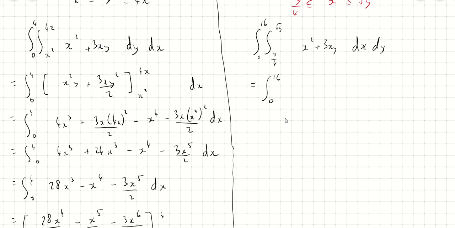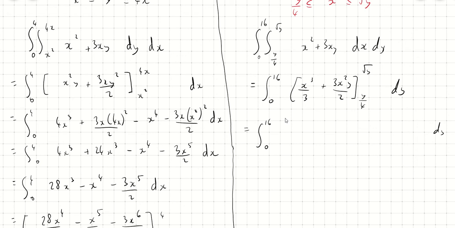So x squared integrates to x cubed over 3, and 3xy integrates to 3x squared y over 2, because we're treating y as a constant. And then our limits are root y and y over 4, and we haven't filled in the dy yet. So now let's evaluate this inner expression for our limits. So we still have the 16 and 0 dy.